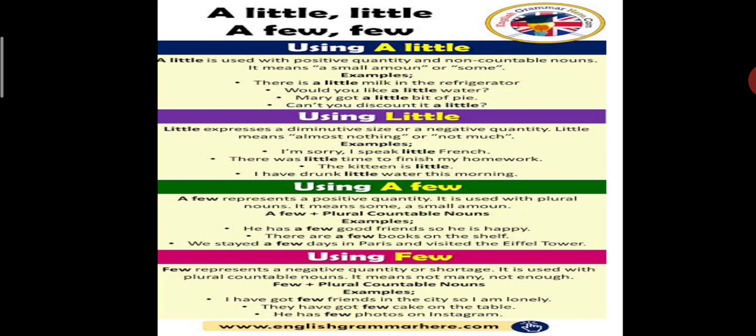Then next comes a few. A few represents a positive quantity. It is used with plurals. Positive is there, and the second condition is plural nouns. It means some or a small amount. A few plus plural countable nouns. He has a few good friends, so he is happy. There are a few books on the shelf.